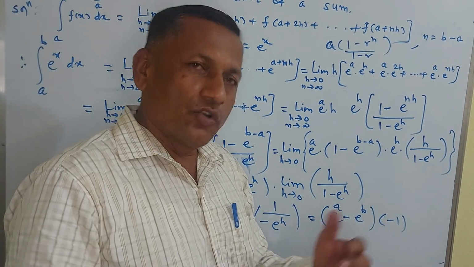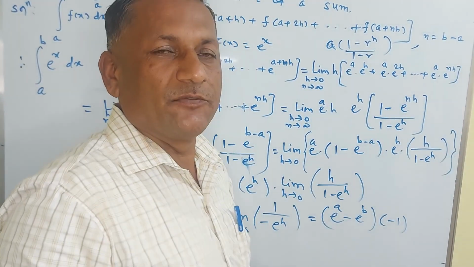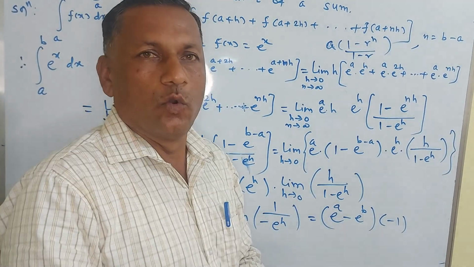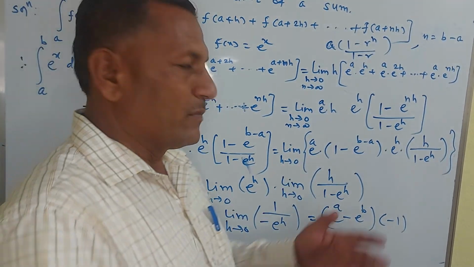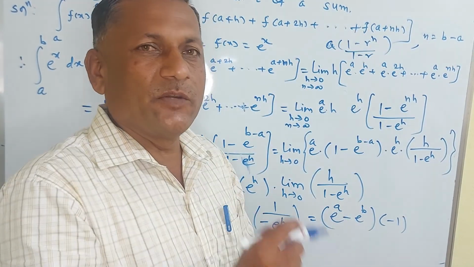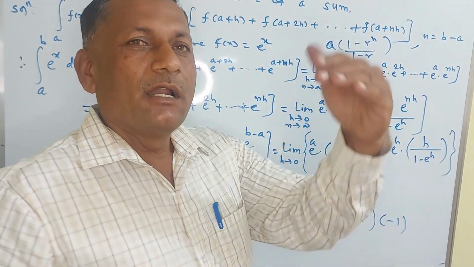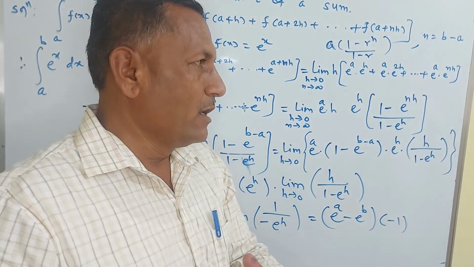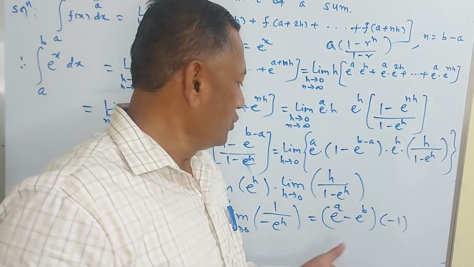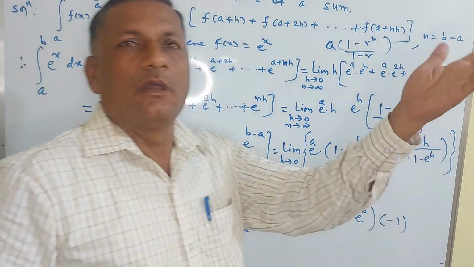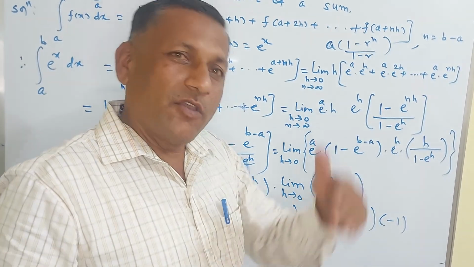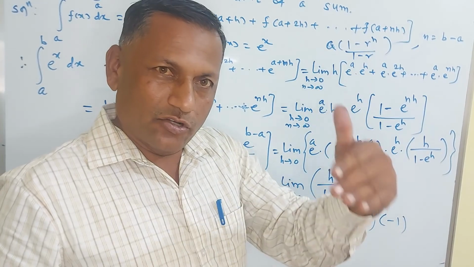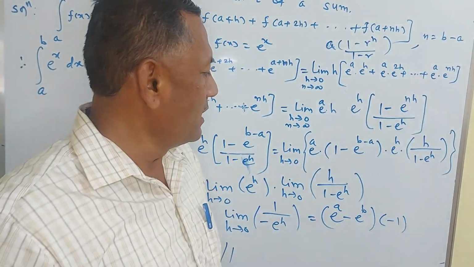So, when you have 0 upon 0 form, infinity upon infinity form, or 0 into infinity, you apply L'Hospital's rule. L'Hospital's rule means if you have the 0 by 0 form or infinity upon infinity form, then you take the derivative of numerator and derivative of denominator. First step, you substitute the limit as h tends to 0. If you have again 0 by 0 form, then again you take the derivative of numerator and derivative of denominator and again find the limit.